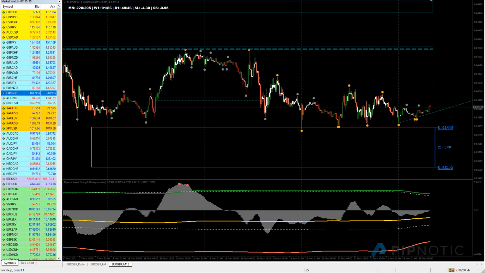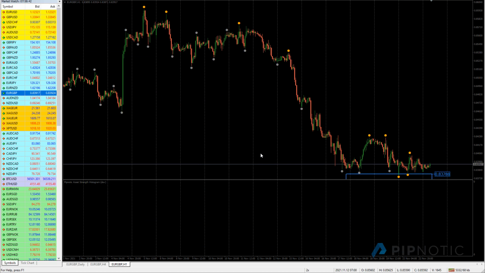Yeah, so what I'd like to see here is I'd like to see when London opens another run down, another one like this, and a continuation higher. That would be great. So we'd get filled, and then price could begin to rebalance. But we'll leave that and wait and see. Okay, so that's the hourly chart here.